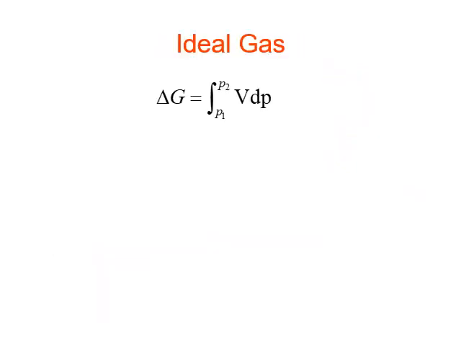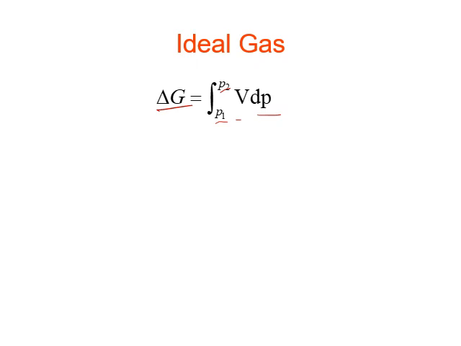Let's now derive the equation to calculate delta G for the gas phase. We just showed in the last slide that delta G can be calculated by integration of V dP when the pressure changes from P1 to P2. This comes from the fundamental equation of chemical thermodynamics when temperature is constant.